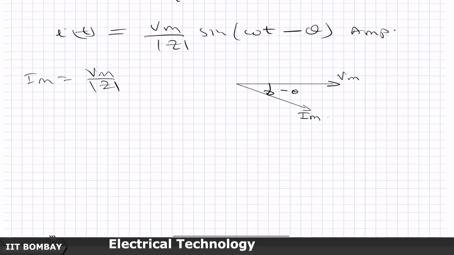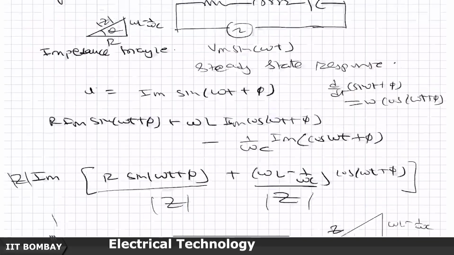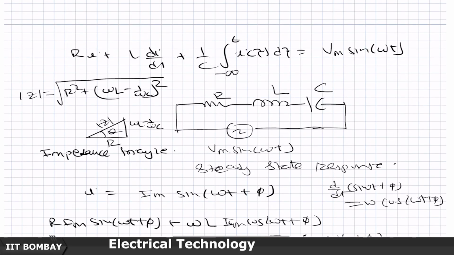Now implicit in this is that I have assumed omega L to be greater than 1 by omega C. This is what I have assumed. That's why this thing has come out to be positive. Such a circuit in which the omega L dominates 1 by omega C is said to be an inductive circuit. It looks more like an inductive circuit, L being the inductance.